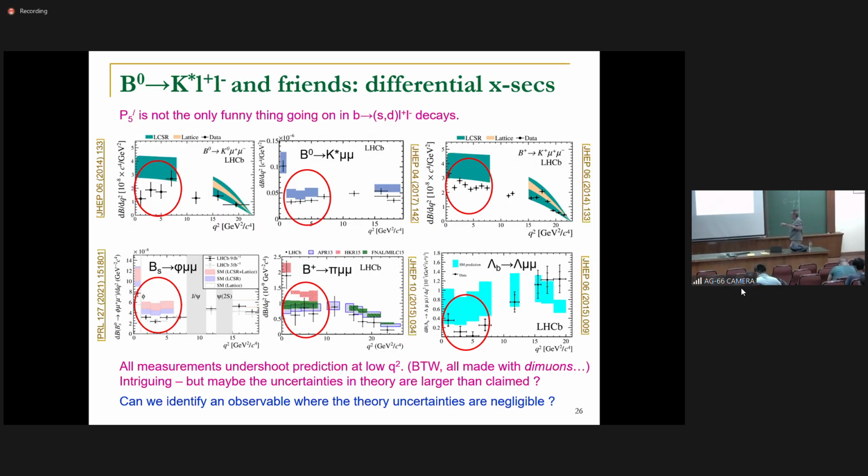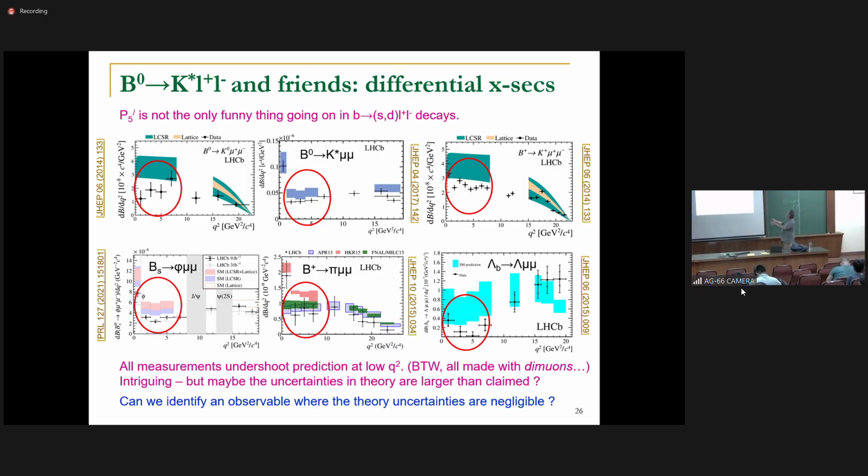So P5 prime is a very difficult thing to get your head around. Maybe easier is if you think about just looking at differential branching fractions. So this is just looking at the branching fraction, again, as a function of q squared, the invariant mass of the two muons. And this is for B to K star mu mu. But then all these other decays are decays of the same family.